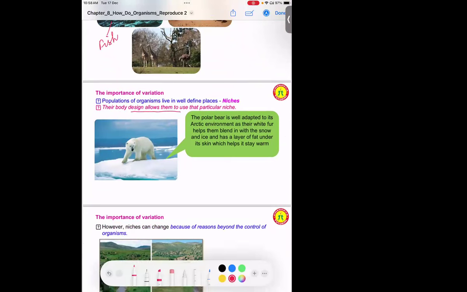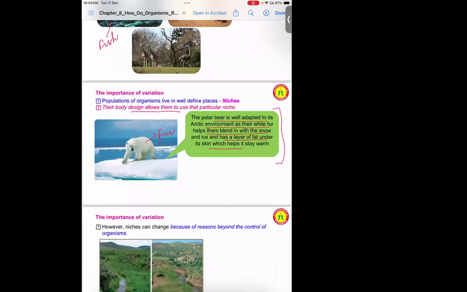For example, the polar bear, you can see in this picture. The polar bear is well adapted to its arctic environment, as its white fur helps it blend with the snow. You might know, right? So how do they save themselves? They save themselves because of this fur. Since they have fur on their body, they will be able to blend themselves with the snow. And if anyone wants to come and kill them, they will not be able to catch hold of them because of this kind of adaptation. Also, they have a layer of fat under the skin which helps them stay warm, and because of these characteristics, they are able to survive in that niche or in that place.